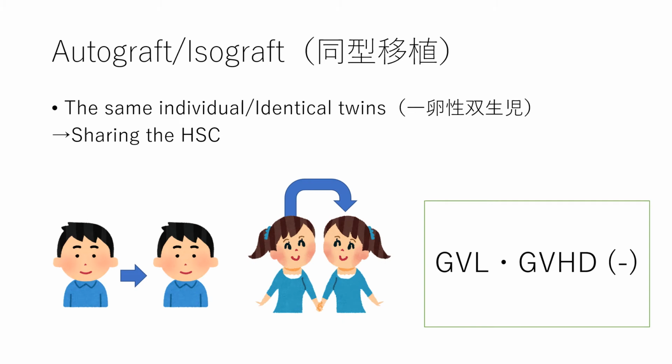Next, I will explain each type of transplant. Autograft involves storing or culturing one's own cells and tissues outside the body and then reintroducing them into the body, while isograft is a transplant that is only possible between identical twin babies that share HLA antigens and are immunologically identical. These two types do not generate an immune response called GVL and GVHD.